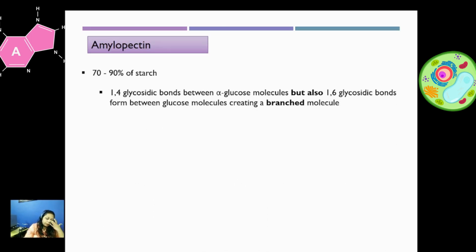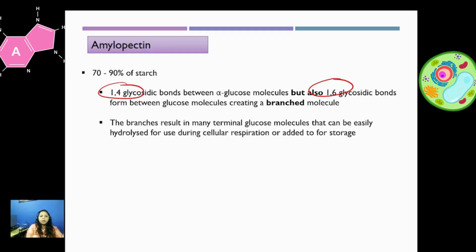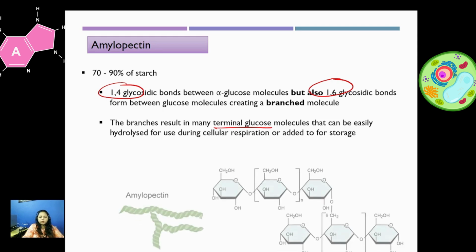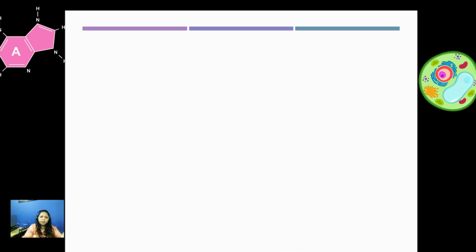In amylopectin, that is 70 to 90% of starch, there are two types of bonds, one between the 1 and 4th carbon, and the other at carbon number 1 and 6. This gives it a branched shape, or appearance. The branches result in many terminal glucose molecules that can be easily hydrolyzed for use during cellular respiration or added for storage. This is the structure of amylopectin.